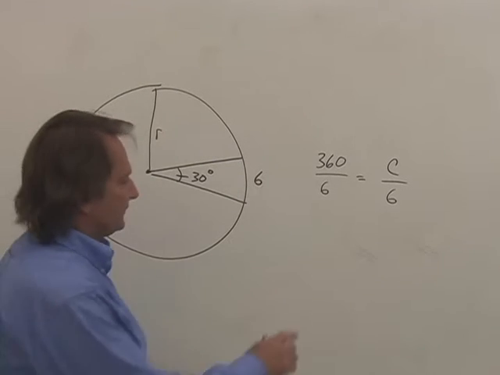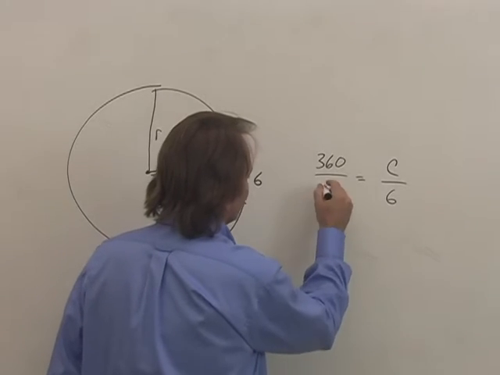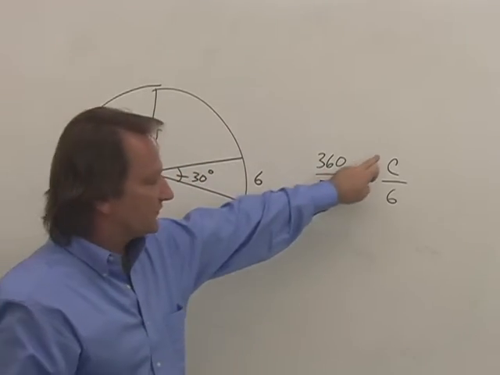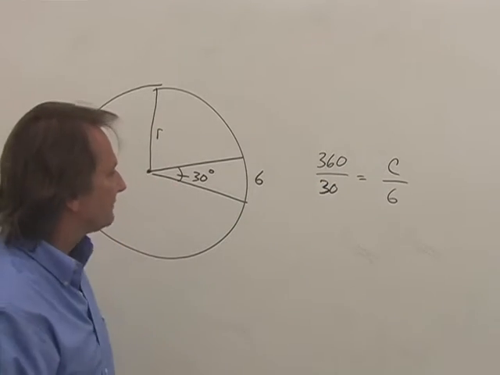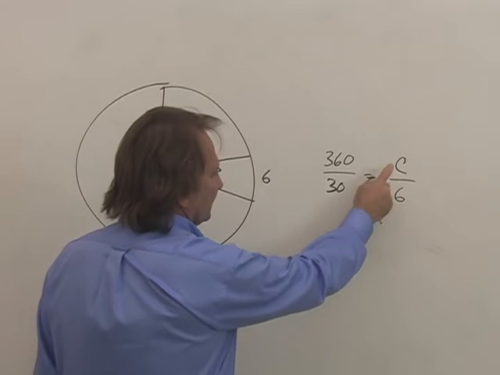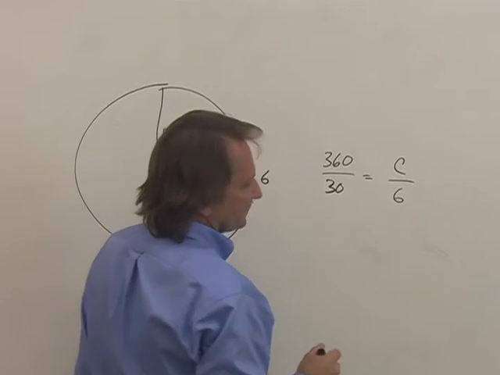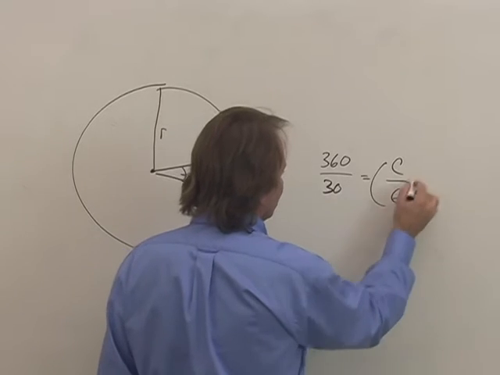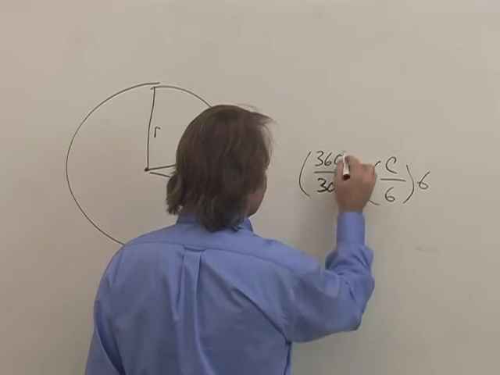I'm sorry, this is 30. This number here should be 30. 360 is to 30 what the circumference is to 6. So I need to solve this equation for C, the circumference, and I get, when I work the math out, I need to multiply times 6.